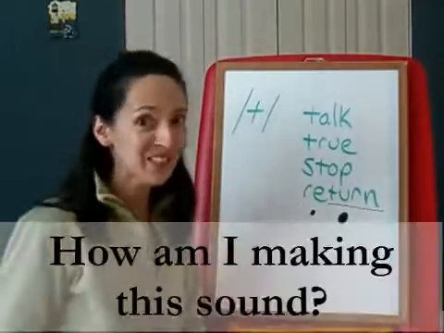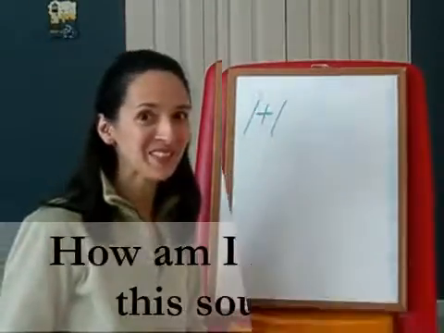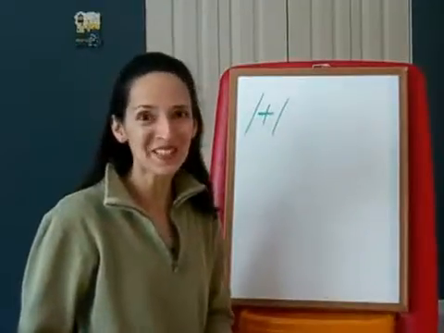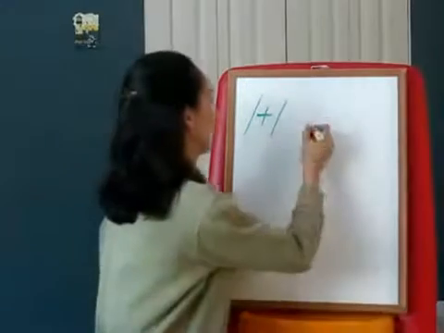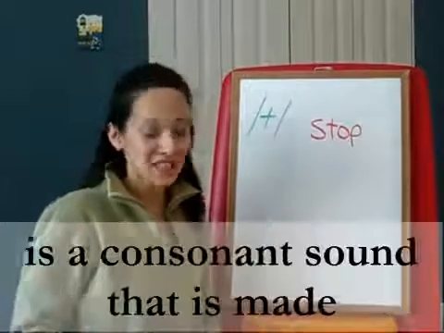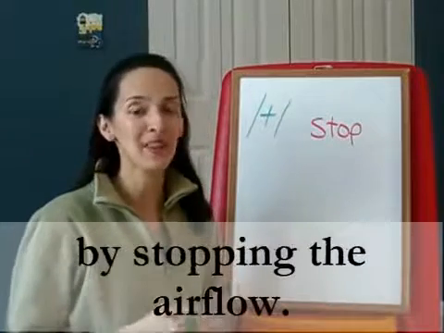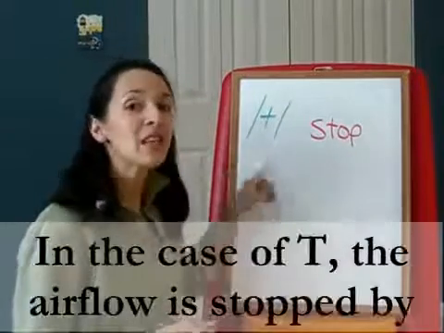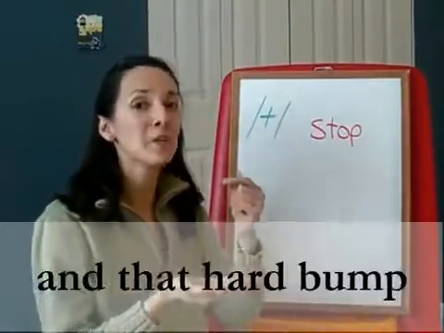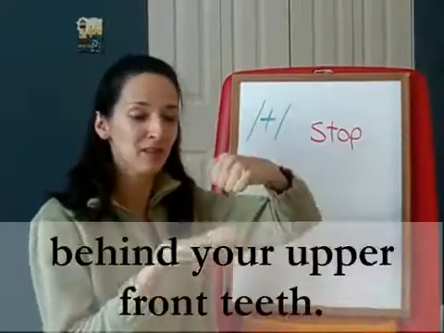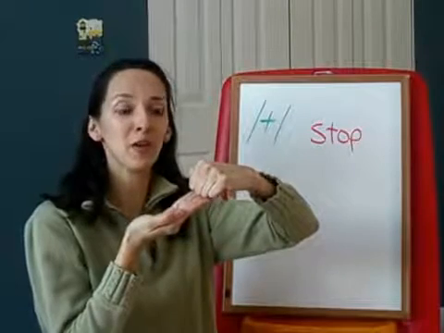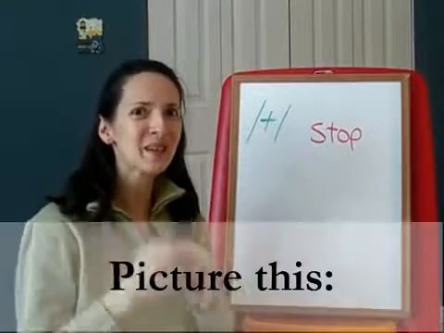Now, how am I making this sound? The T sound is what is known in English pronunciation as a stop. A stop is a consonant sound that is made by stopping the airflow. In the case of T, the airflow is stopped by the tip of our tongue and that hard bump behind your upper front teeth. The tip of your tongue touches that hard bump and stops the airflow, and then releases it. Picture this.